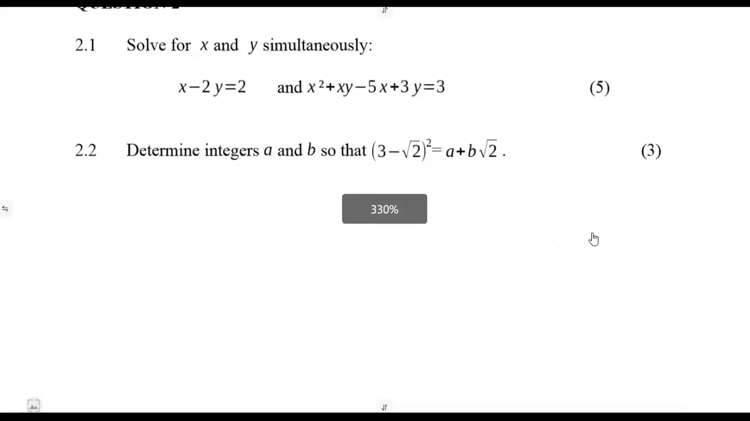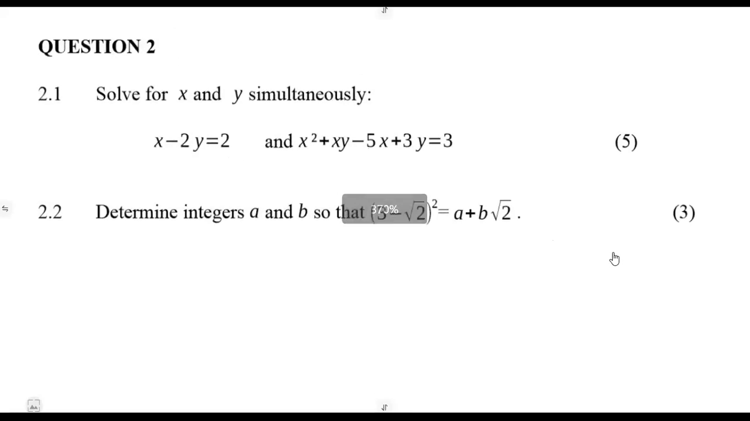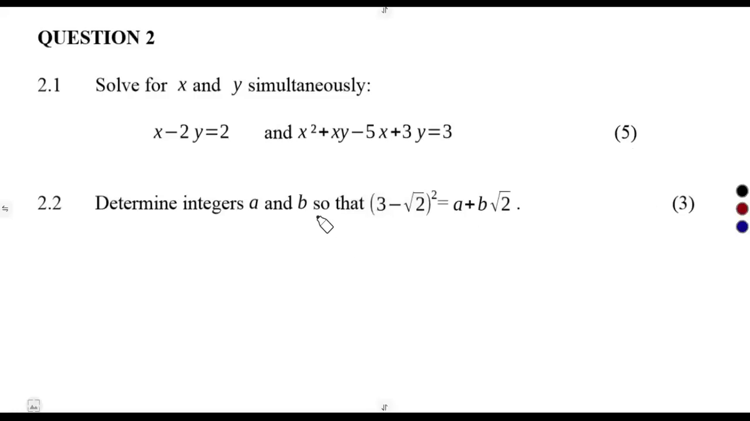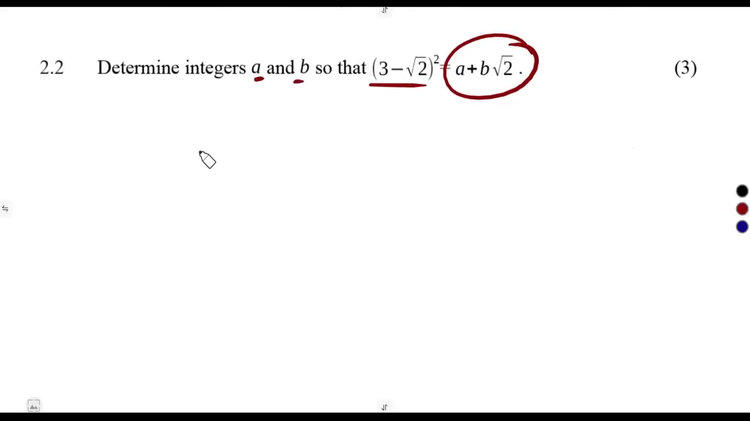5 marks. All right. Another part: determine the integers. They want you to determine the integers A and B, so that the square of this is equal to, so guys, you're already given the answer to say your answer is supposed to be in that format. So what would be A and B? If you are given 3 minus the square root of 2, squared, how do you simplify?